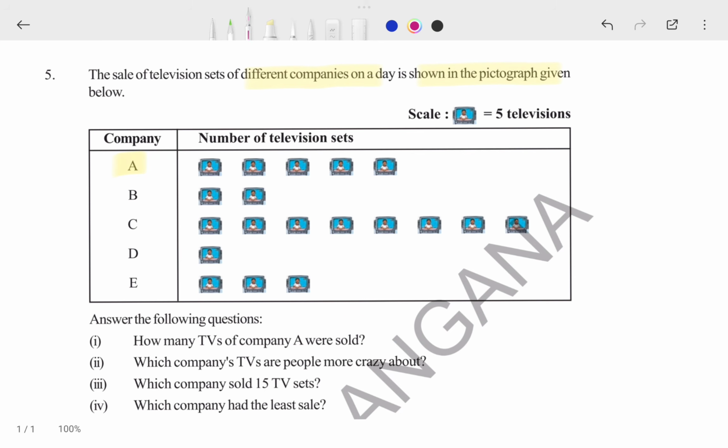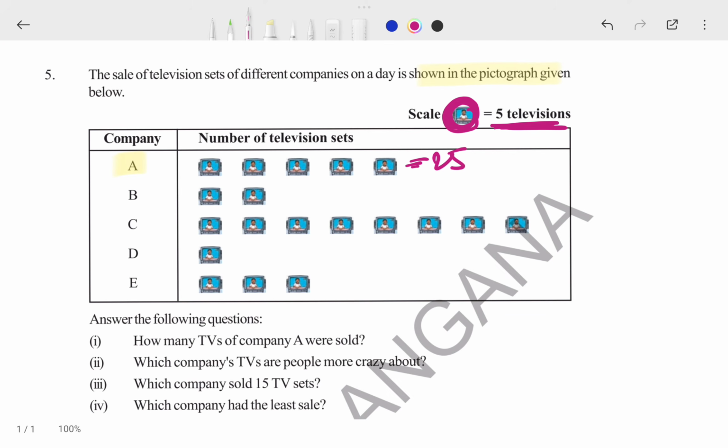One thing to remember, this one picture of a television represents 5 televisions. It means that this one picture has 5 televisions, this has 5 televisions, this has 5 televisions, this has 5 televisions. Then how many televisions do they have? 5, 10, 15, 20, 25. So it has 25 televisions. So option A has 25 televisions, because this one picture represents 5 televisions: this 5, 10, 15, 20, 25.